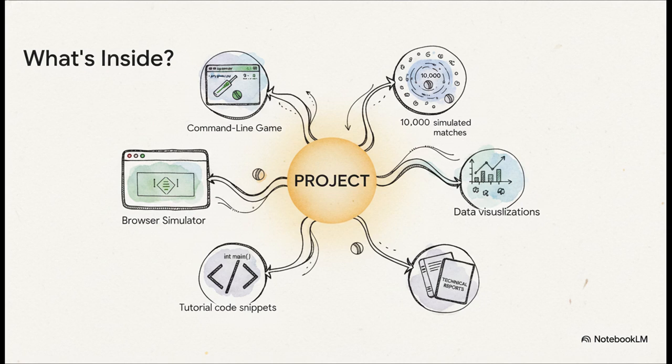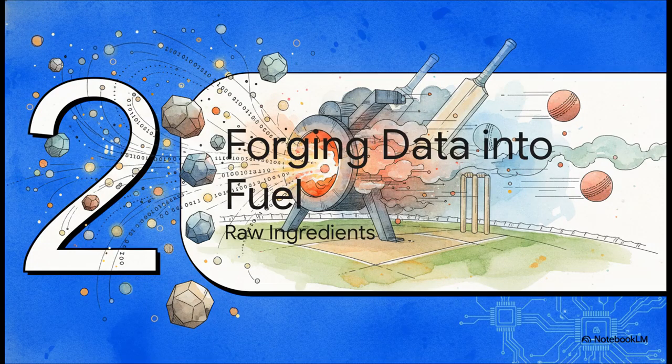You've got the playable games, sure, but also the results from a staggering 10,000 simulated matches, which reveal these hidden patterns in the sport. There are data visualizations, tutorial code to learn from, even full technical reports. It's this all-in, comprehensive approach that lets you explore the game of cricket on such a deep level. So how in the world do you build something this complex?